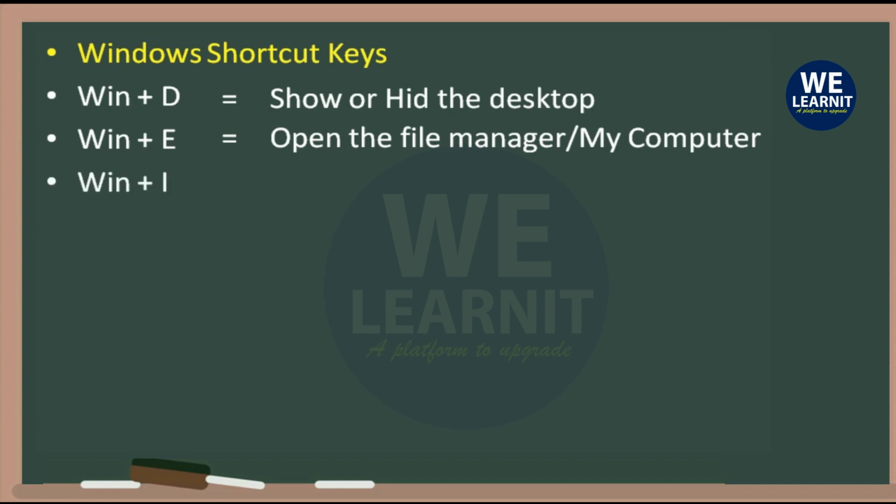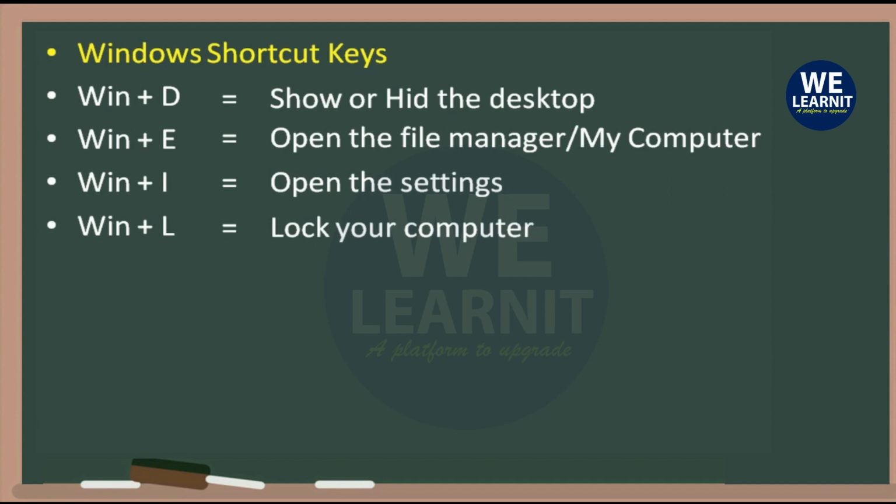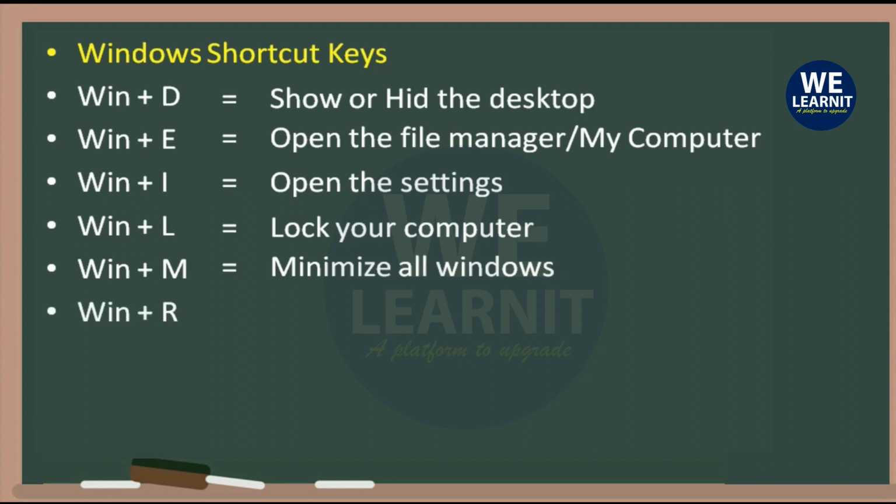And then Windows I, we can use it to open the settings. And then Windows L, we can use it to lock our computer. Then Windows M, we can use it to minimize all windows at a time. Then Windows R, by this we can start the run dialog box where we can type any shortcut keys to open any kind of programs.